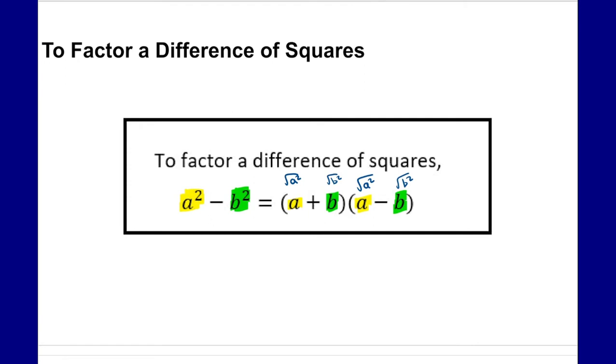And the other piece is that we have one positive and one negative, one addition and one subtraction of terms in our brackets. So that's really what we're looking for: recognizing what the square root of our perfect square is, and then just putting in an addition and a subtraction.